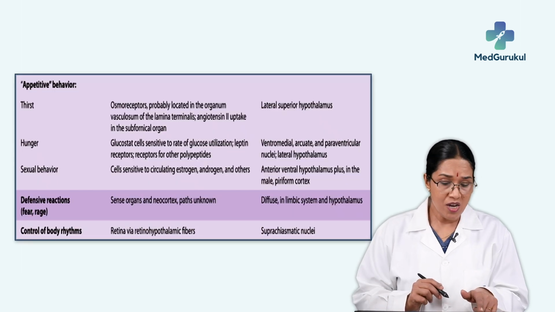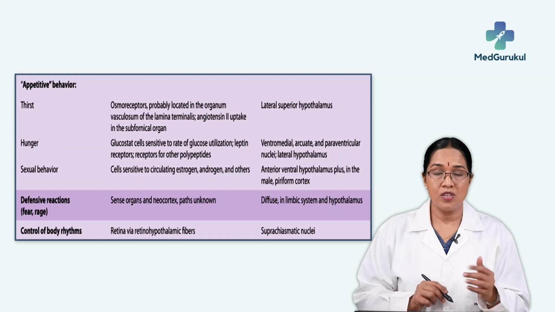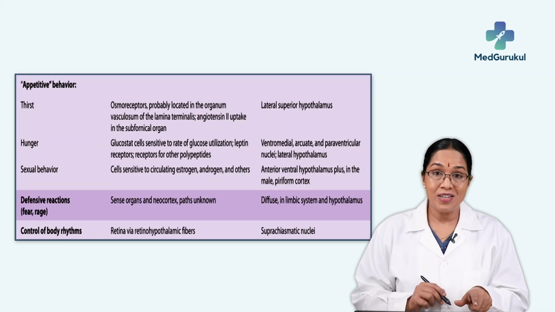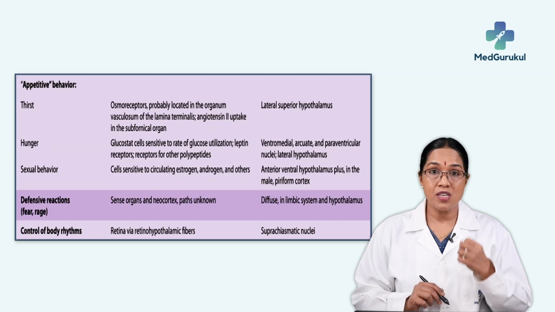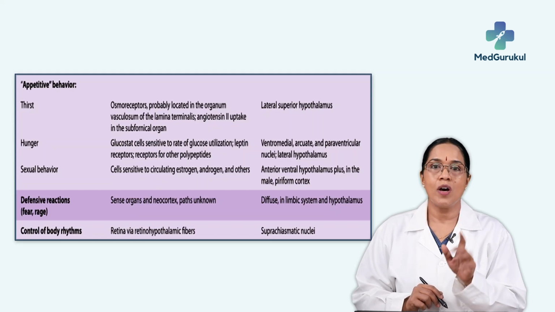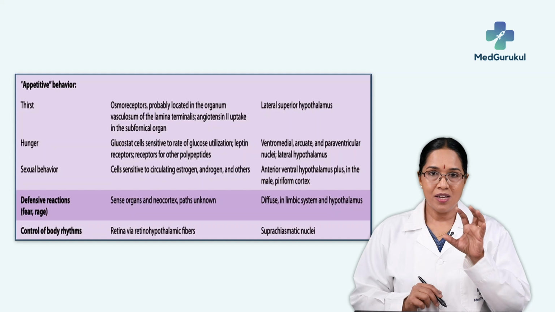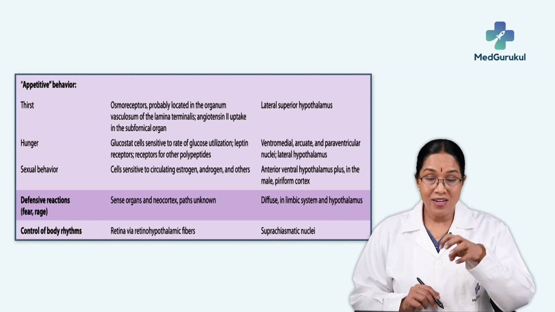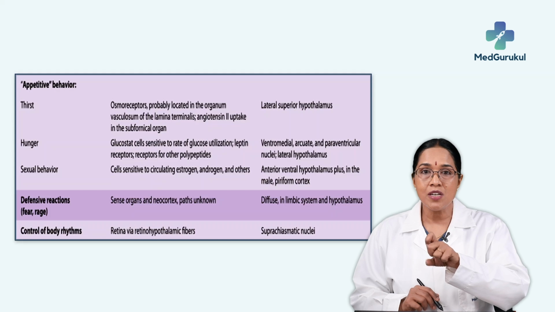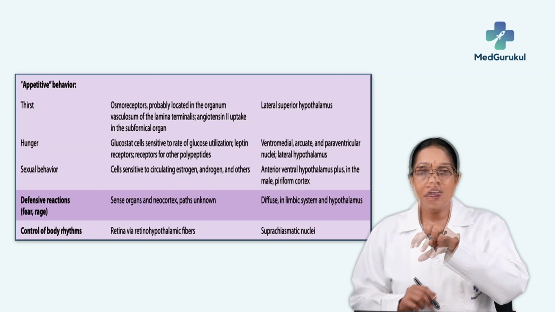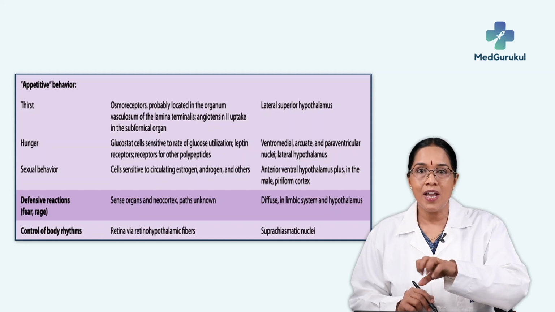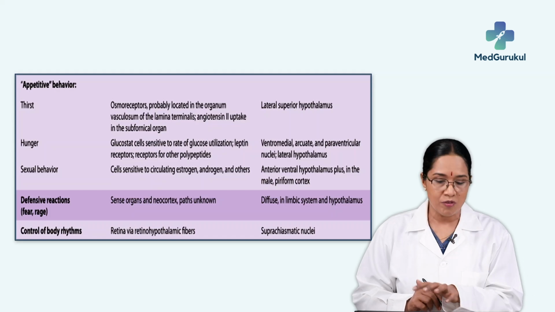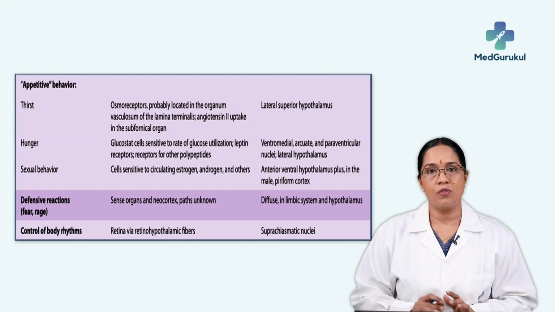You look at the last one, control of body rhythms is a function of the hypothalamus. From where is it receiving the input? Retina. From the retina it is receiving input via the retinohypothalamic fibers, and it will integrate at the suprachiasmatic nuclei, SCN, and integrating at the suprachiasmatic nuclei, it is able to control all the rhythms, the circadian rhythms of the body. So that's how you're going to read it.